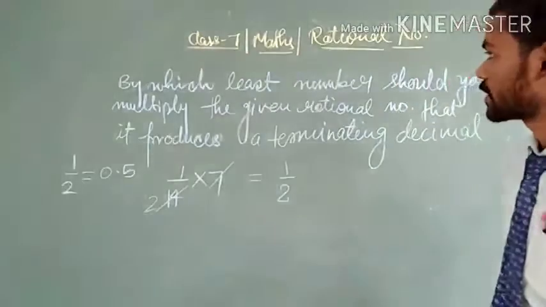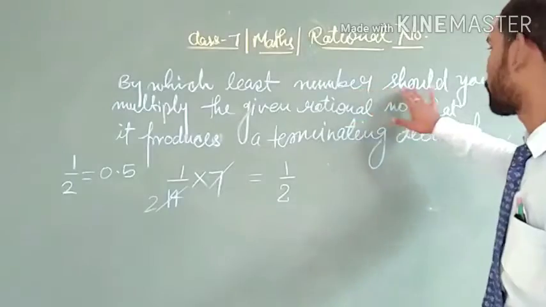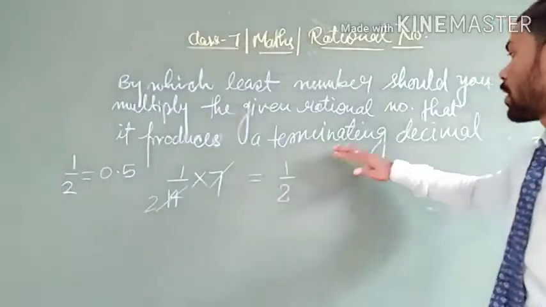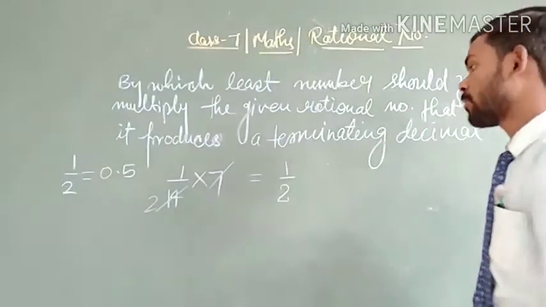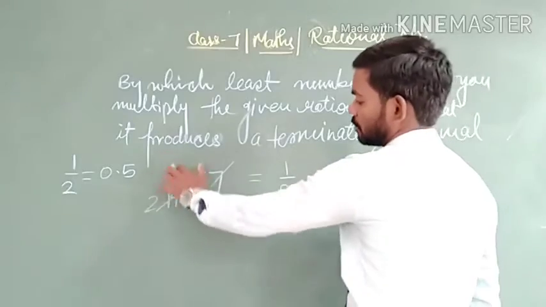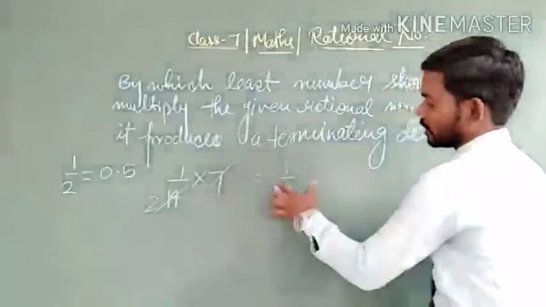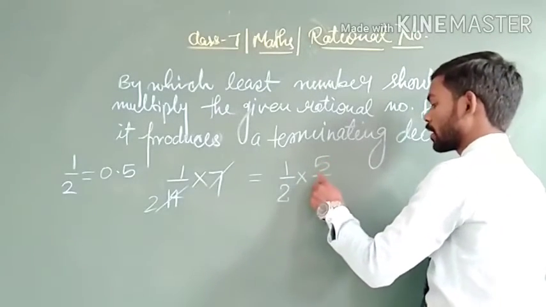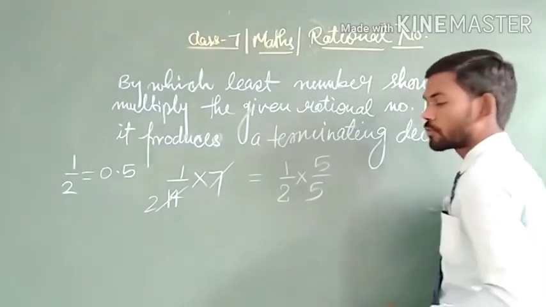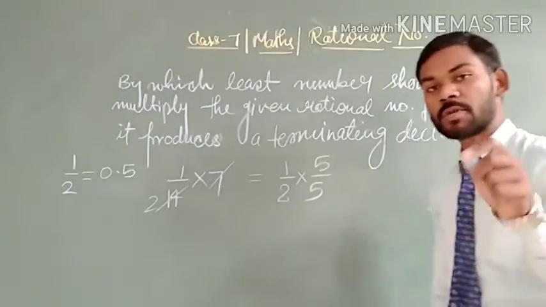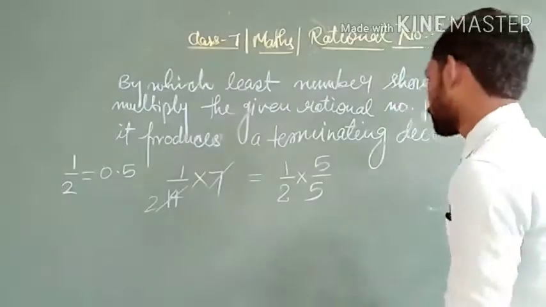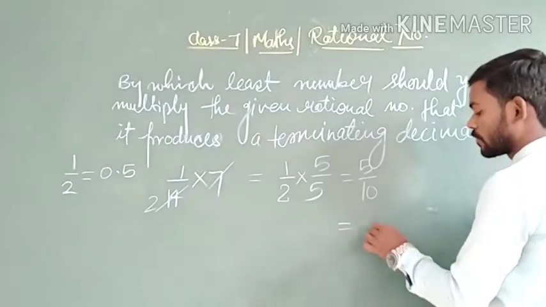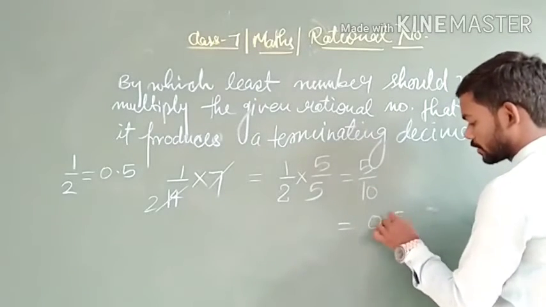As the question says, by which least number should you multiply the given rational number so that it produces a terminating decimal? Therefore, here we multiply this rational number by 7, then we get 1 upon 2. Now you can multiply the denominator and numerator by 5 to convert the denominator to a multiple of 10 or 10. So here it becomes 5 upon 10, and hence we get the answer 0.5.